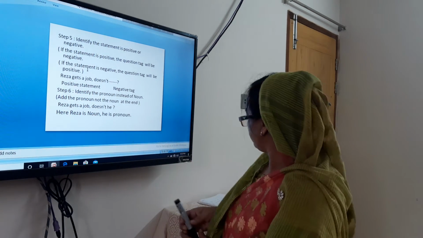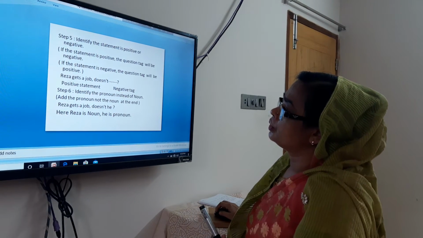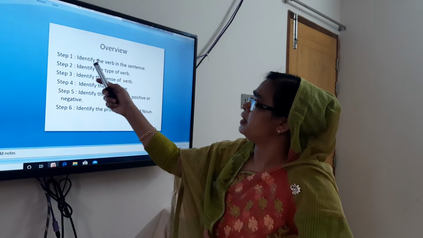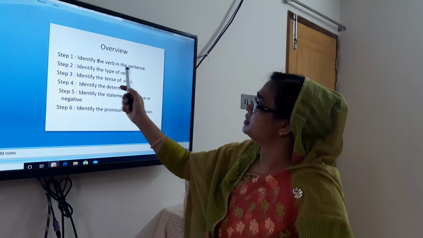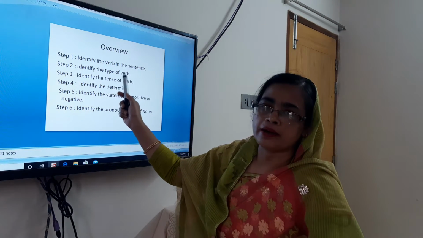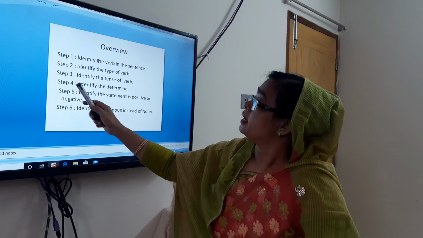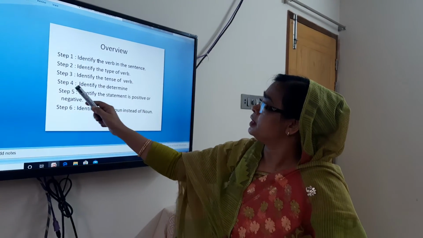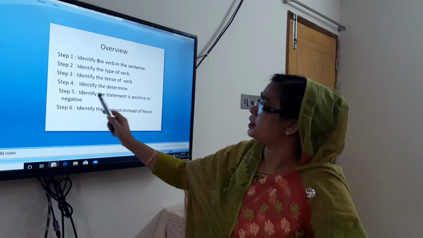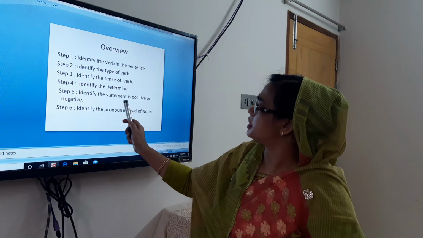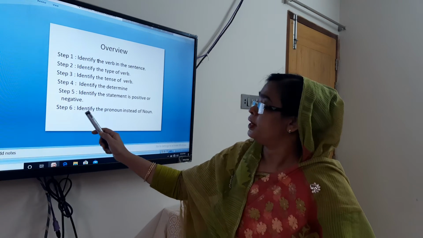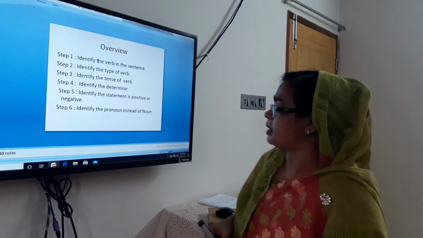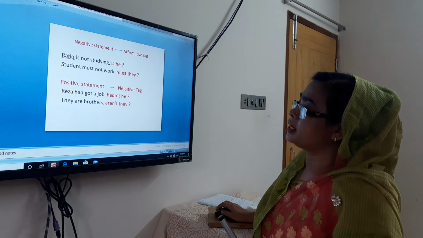Okay, now overview the steps. First, identify the verb in the sentence. Step 2, identify the type of verb. Step 3, identify the tense of the verb. Step 4, identify the determinant. Step 5, identify the statement as positive or negative. Step 6, identify pronoun instead of noun. Okay, my dear students, now I go to the next slide.